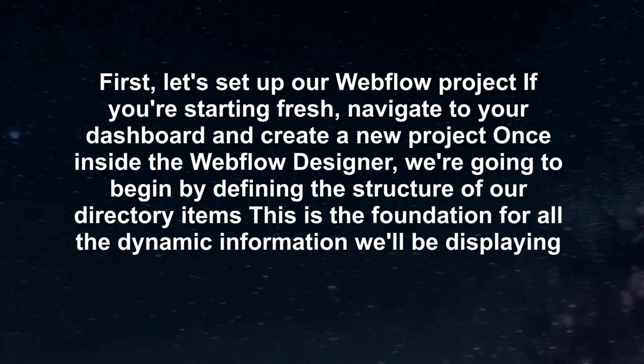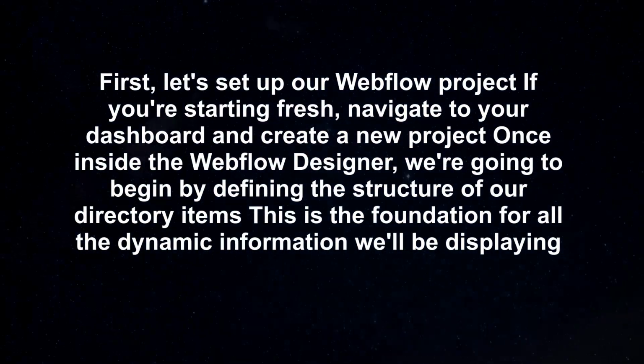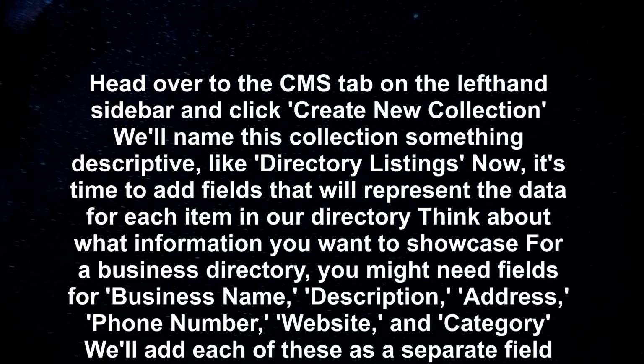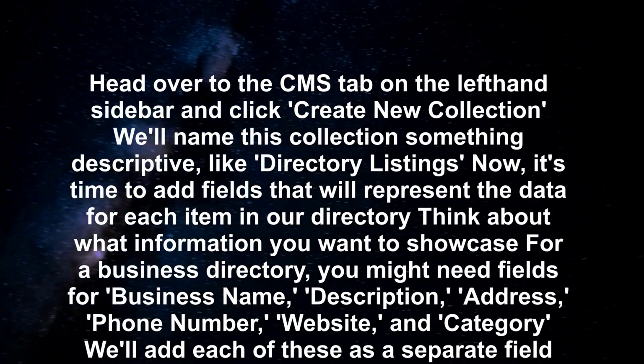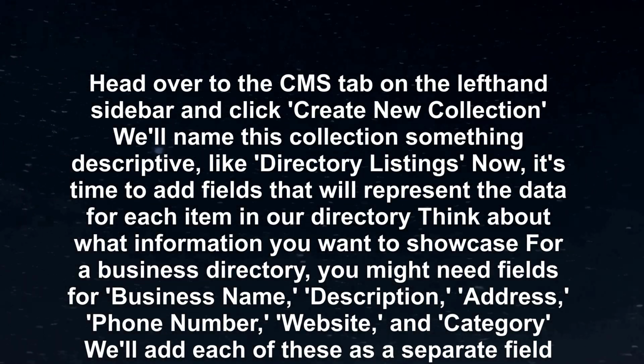We're going to begin by defining the structure of our directory items. This is the foundation for all the dynamic information we'll be displaying. Head over to the CMS tab on the left-hand sidebar and click Create New Collection. We'll name this collection something descriptive, like directory listings.